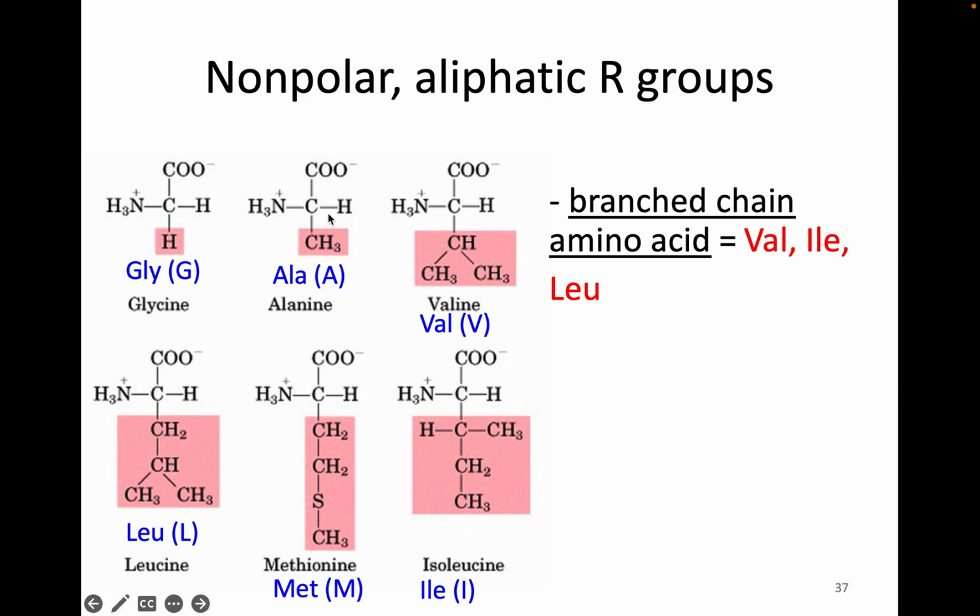The non-polar aliphatic R group includes glycine, alanine, methionine, valine, leucine, and isoleucine. In this group, the branched-chain amino acids are valine, leucine, and isoleucine. Glycine has no enantiomer due to the lack of chirality. Methionine represents the thioether group.